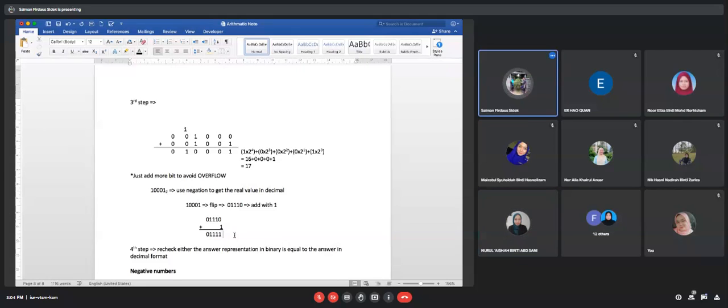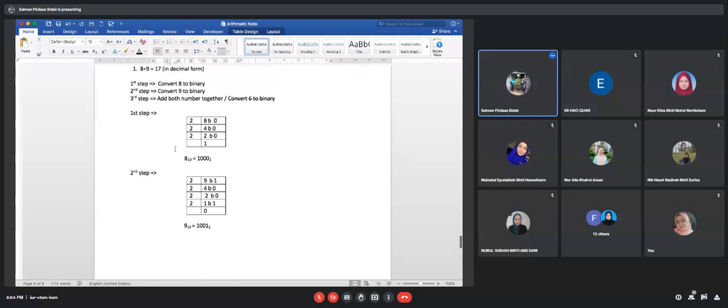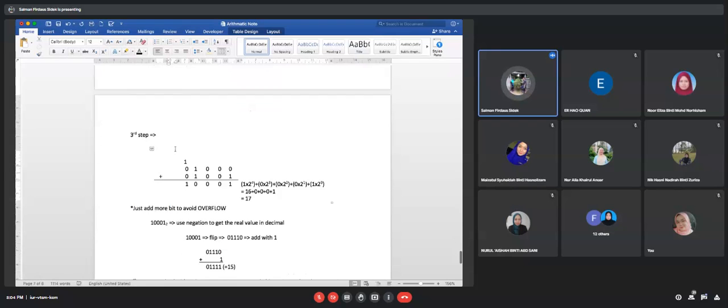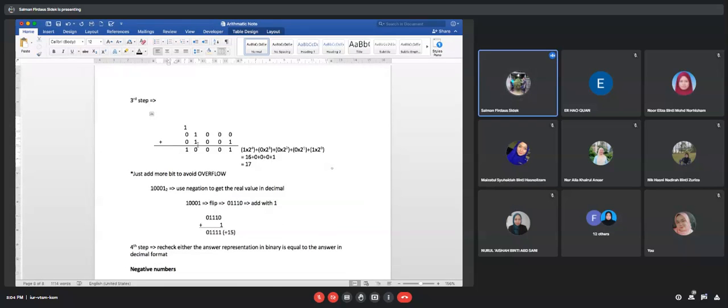Positive 15. So here, let's say we use 5 bits, without this one. 8 plus 9 is equal to negative 15. So this one is negative 15, 10001 is negative 15.